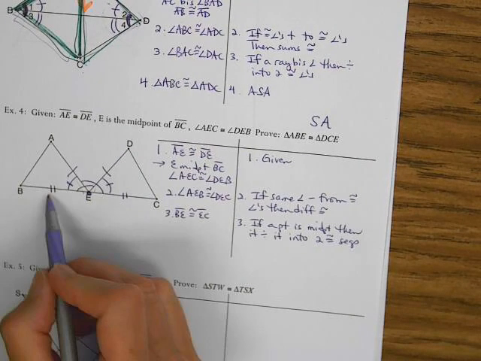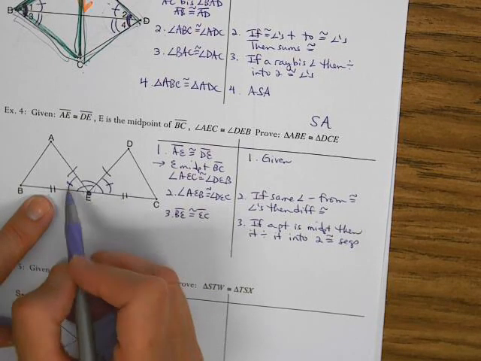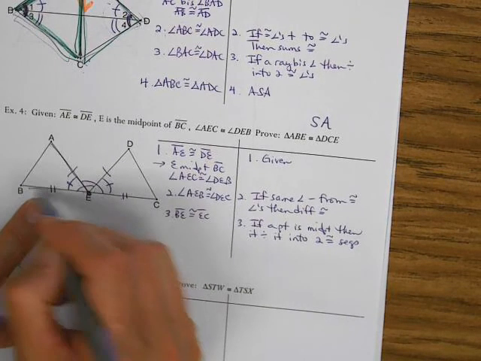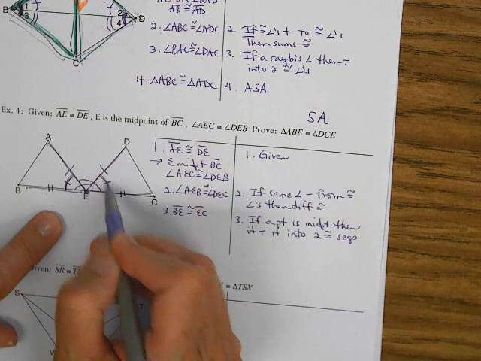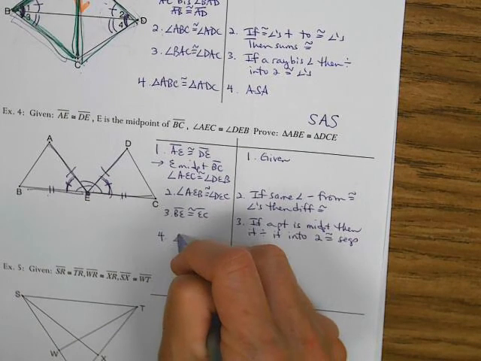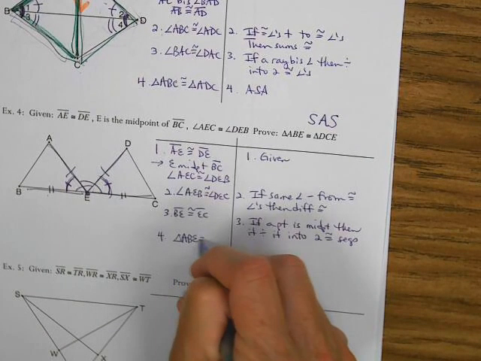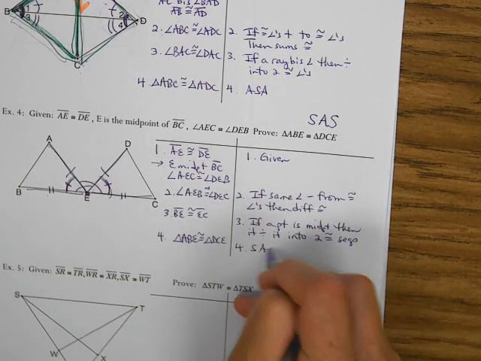Now take a good look. That's another side, and isn't that side including this angle? Here's my angle, and here's my two sides. That's the included angle. Here's my two sides, and here's the included angle. So I think my triangles are congruent by side, angle, side.